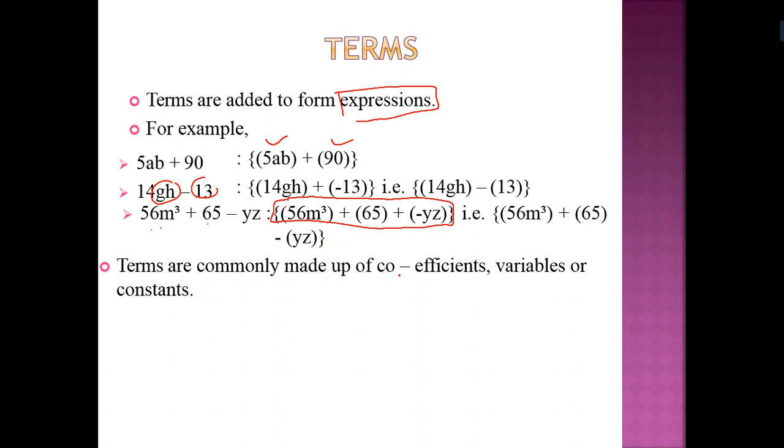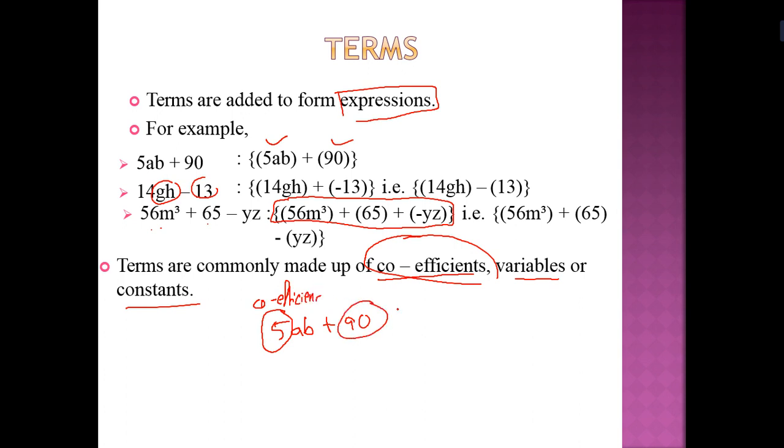Terms are commonly made up of coefficient, variable, and constant. So one new word we have here is called coefficient. So 5ab plus 90. What is the coefficient of ab? That is 5. It is called the coefficient. And 90 is the constant.